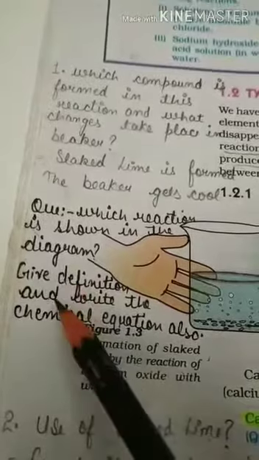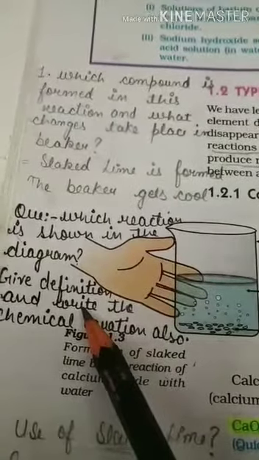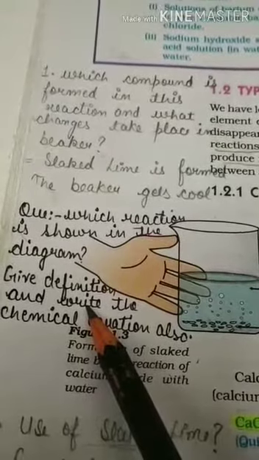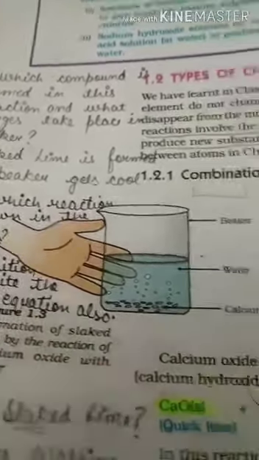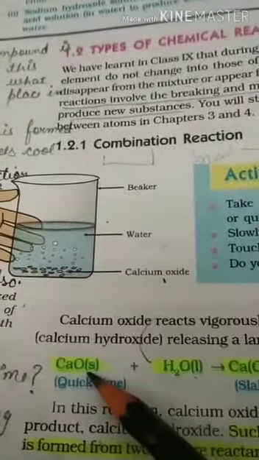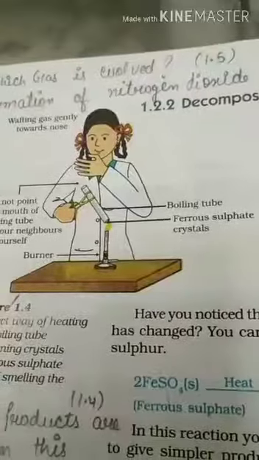That is combination. The definition is: when two or more reactants combine to form a single product, that type of reaction is known as a combination reaction. And write the chemical equation also. The chemical equation is here: quicklime with water forms slaked lime.